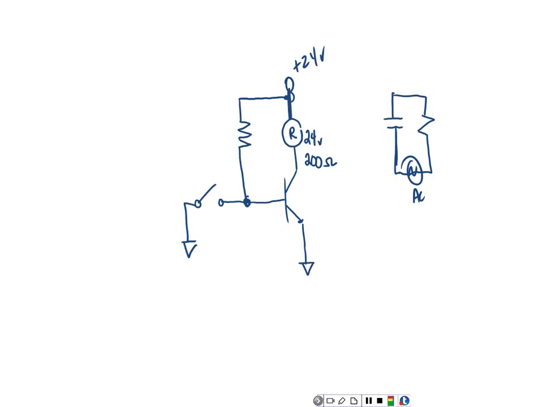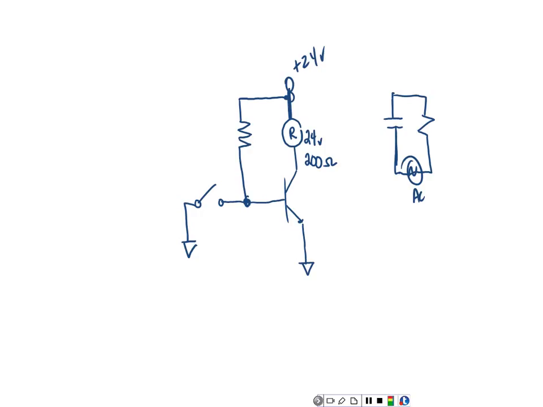So if the switch is open, then the transistor should saturate. If the switch is closed, then the transistor is going to cut off. Do y'all understand why? Because when I close the switch, I'm connecting my base and my emitter together. If I connect my base and my emitter together, I cannot get VB. VB is going to be equal to 0. If VB is equal to 0, then the transistor is cut off, right?